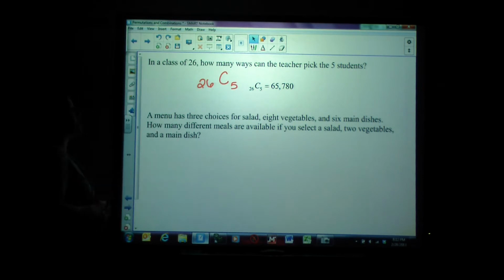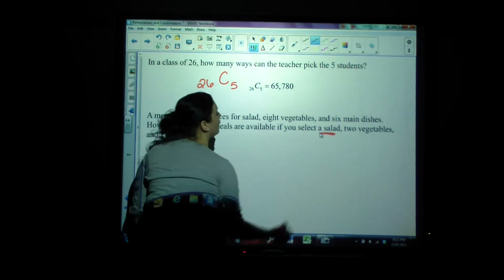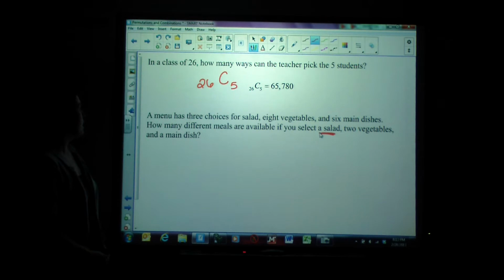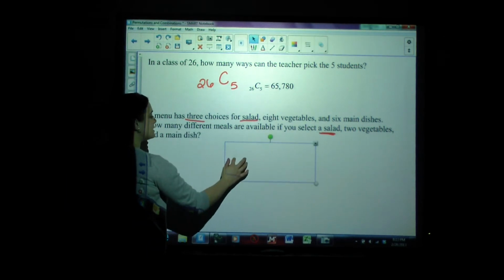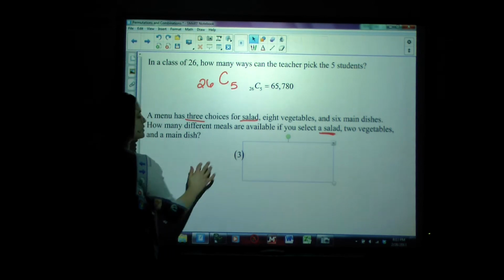Okay, let's try a little bit harder of a question. This one says a menu has 3 choices for a salad, 8 vegetables, and 6 main dishes. How many different meals are available if you can select a salad, 2 vegetables, and a main dish? Okay, let's talk about this. How many ways are there to select a salad, meaning 1 salad? Well, there are 3 choices for salad, so there's only 3 options for a salad.